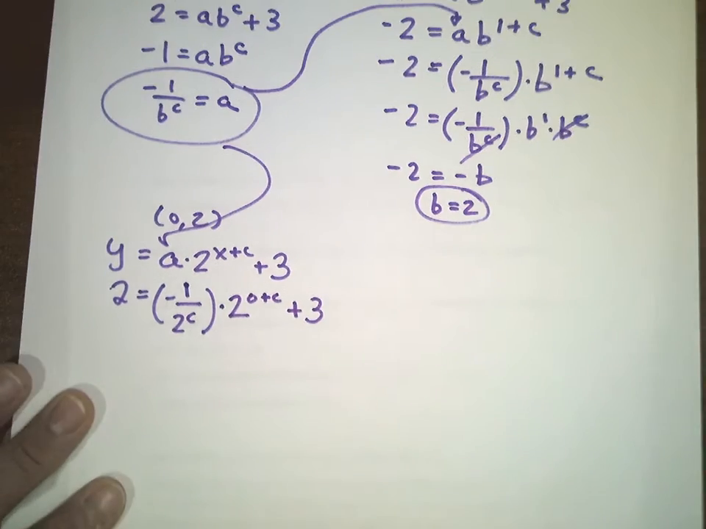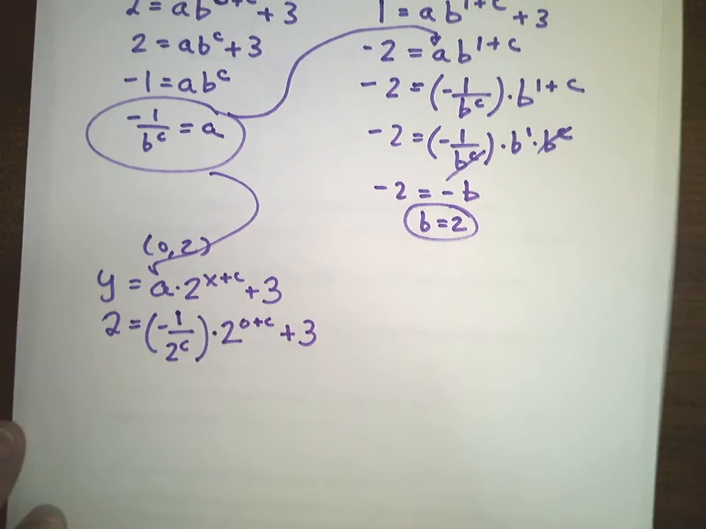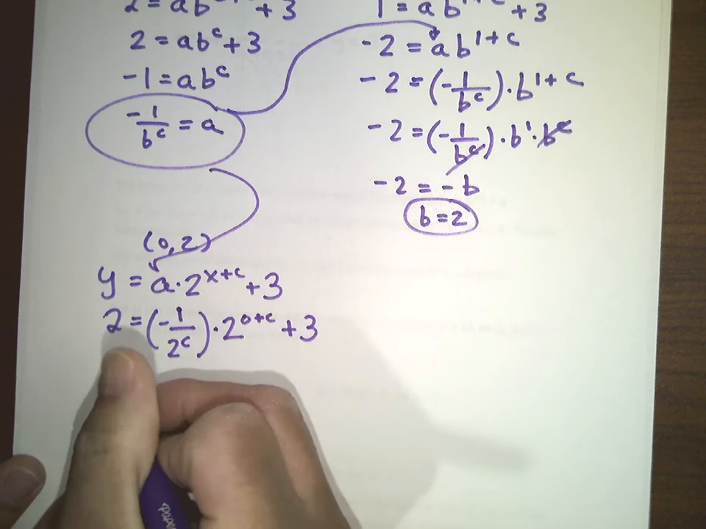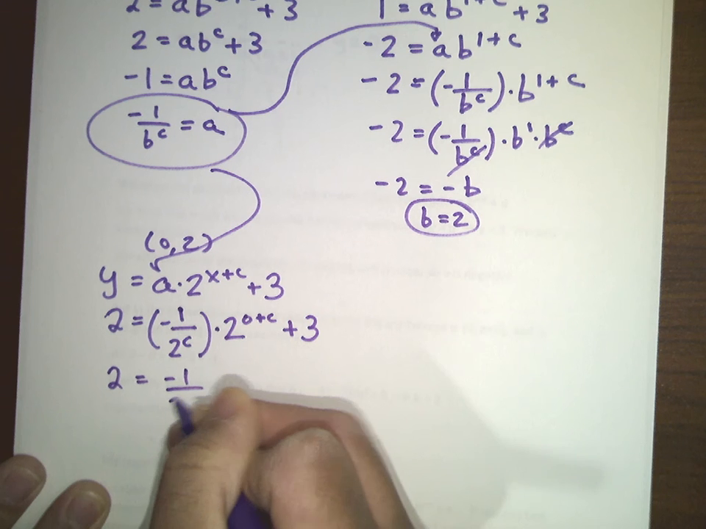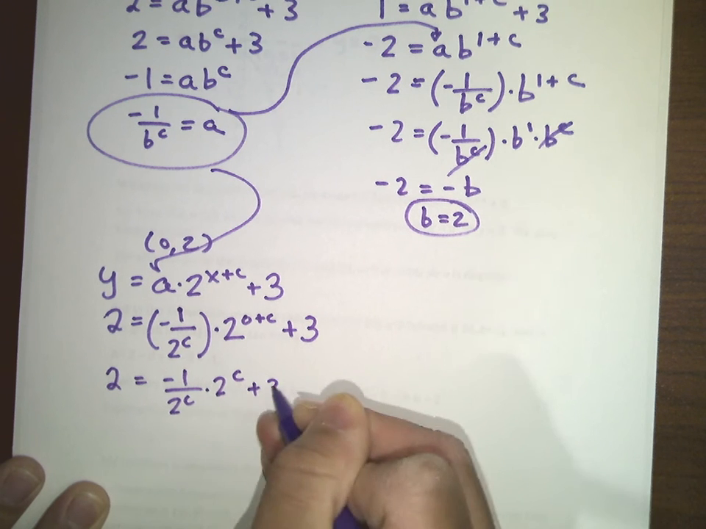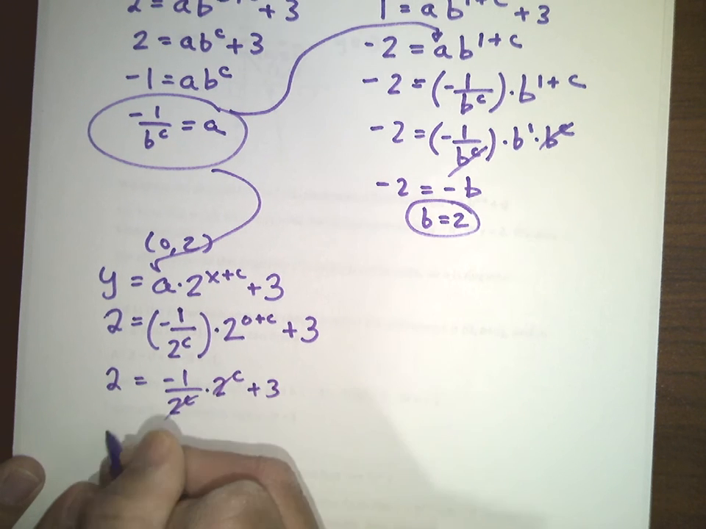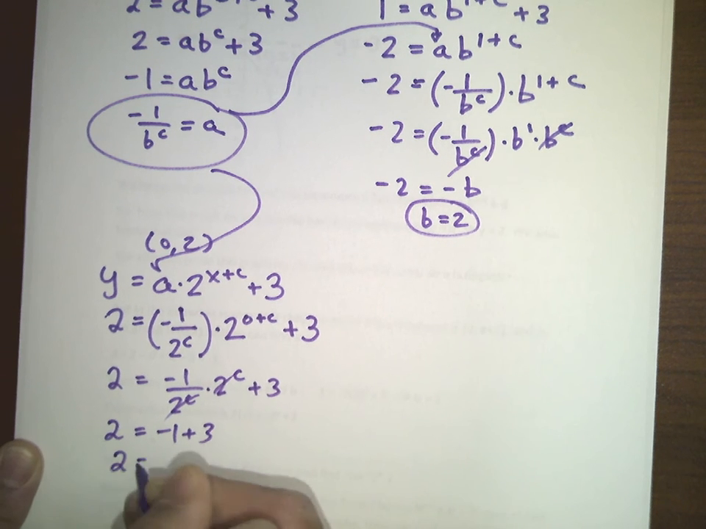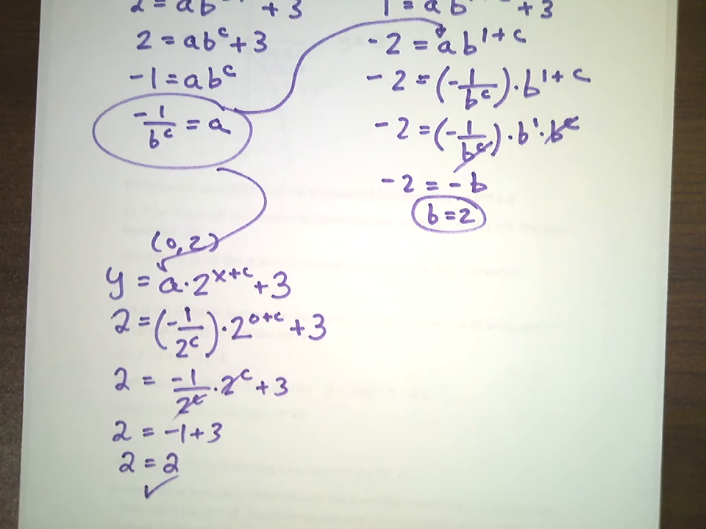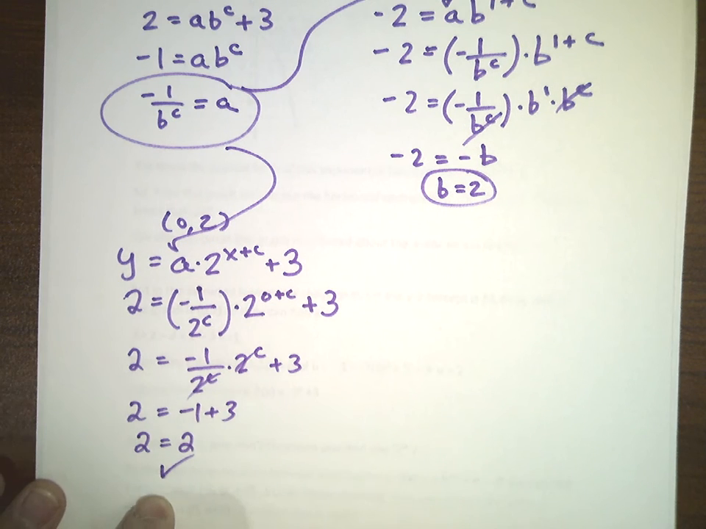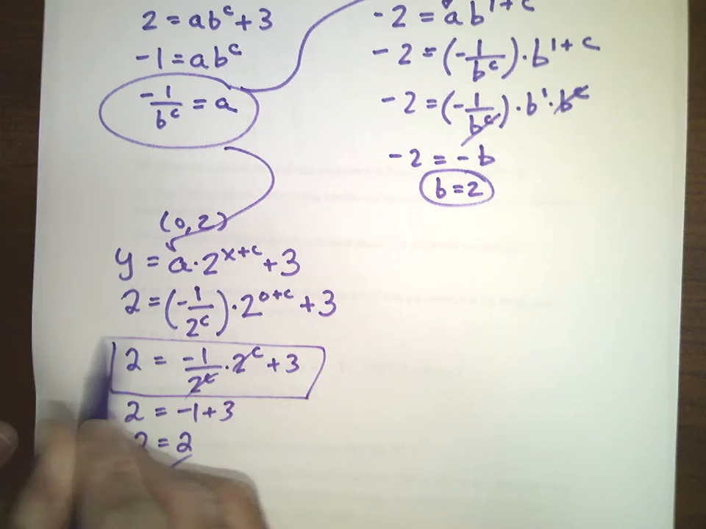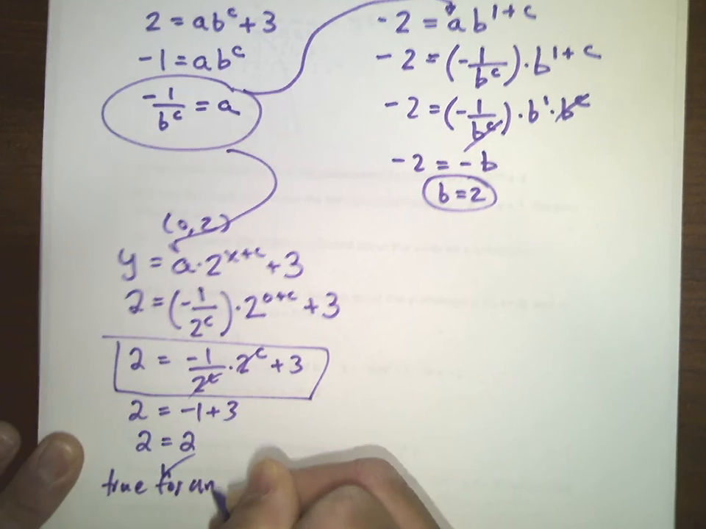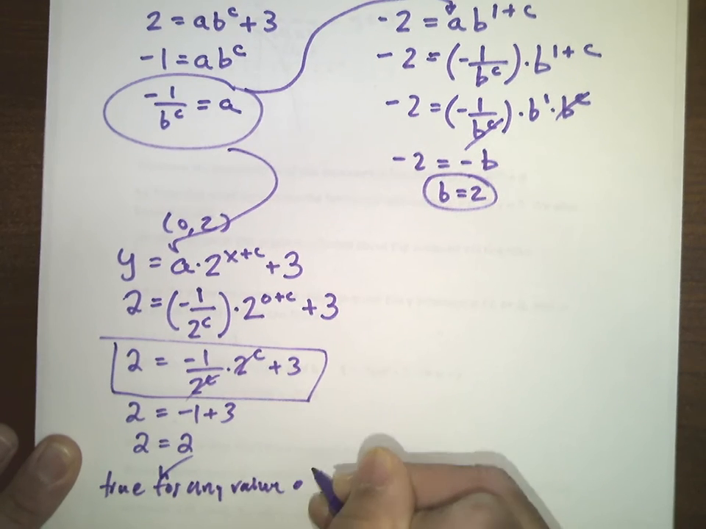All right, so what I actually know here is that, well, this is actually just 2 to the c, so 2 equals negative 1 over 2 to the c times 2 to the c plus 3. So 2 to the c divides out, so I have 2 is negative 1 plus 3, and 2 is equal to 2. So that means that this is actually true for any value of c.